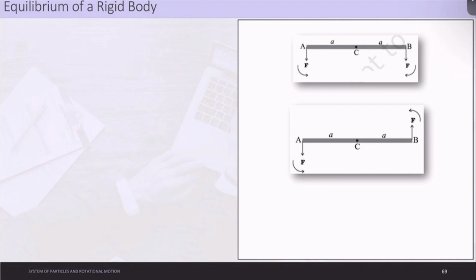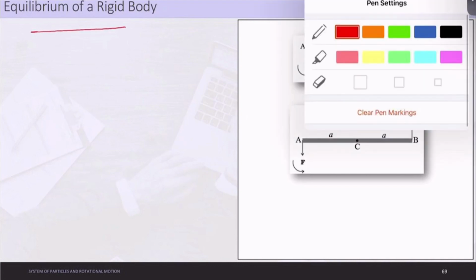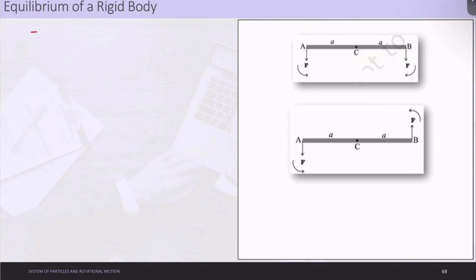Okay, so just look at this first figure here. Let me make this figure. This is a coplanar diagram only. What is the basic agenda here? We just need to see if this body is in equilibrium or not. Right, so let's say this has some force F, this has some force F, this position is C, and these distances are given to you as A and A.